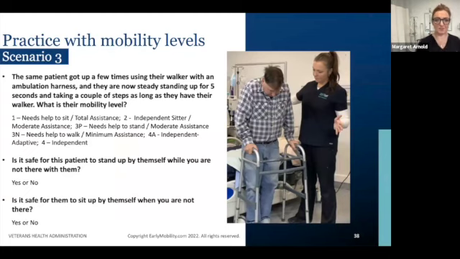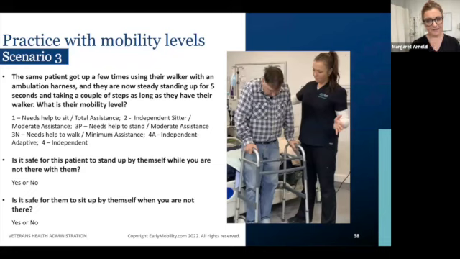Is it safe for this patient to stand up by themselves while you're not there with them? According to this screen, the answer would be yes. But remember, you also have to take into account fall risk, ability to follow directions, and consistency. Are they consistently able to stand up by themselves? If this was just one time and the other times they were unsteady, I would not let this patient stand up by themselves if I was not there. So it's still going to require some clinical judgment.